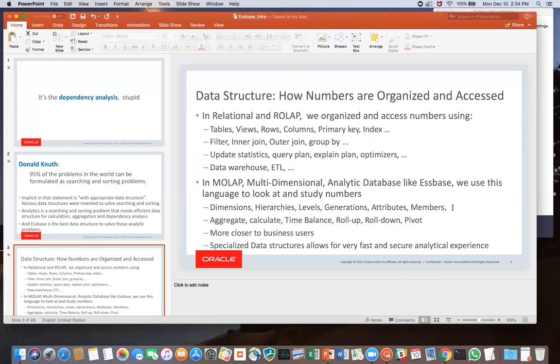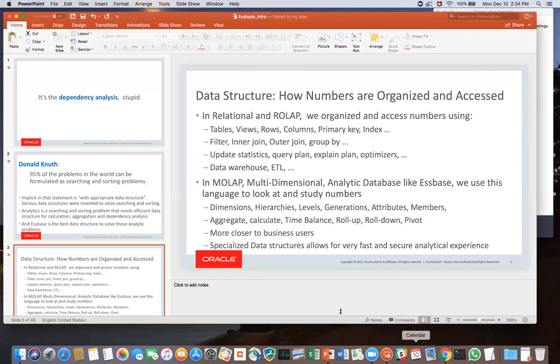Dimensions, hierarchies, and so on. The kind of operations are very natural for business users, like aggregate, calculate, time balance, roll up, roll down, pivot, and so on, right? And it's also a purpose-built data structure that allows for very fast execution of these, right?